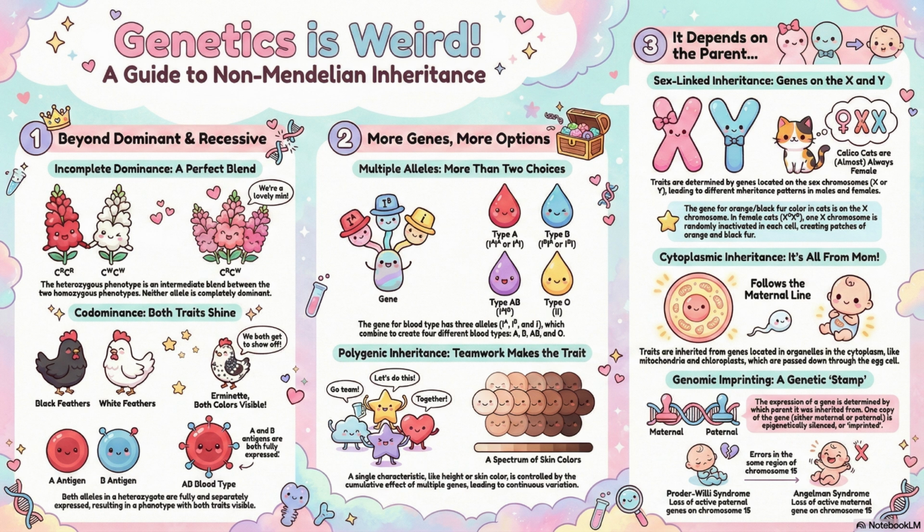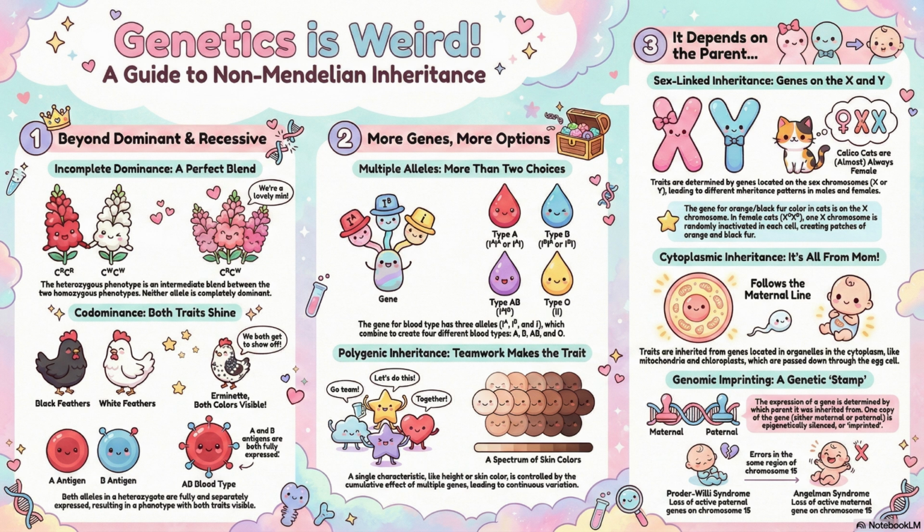It's turned off. You inherit two alleles for these genes, like normal, but for a small number of them, one copy is chemically silenced or stamped through a process called DNA methylation. This means only the allele from the other parent is actually expressed. So it's like you have two instruction manuals, but the cell has put a big sticky note on one of them that says, "Do not read."